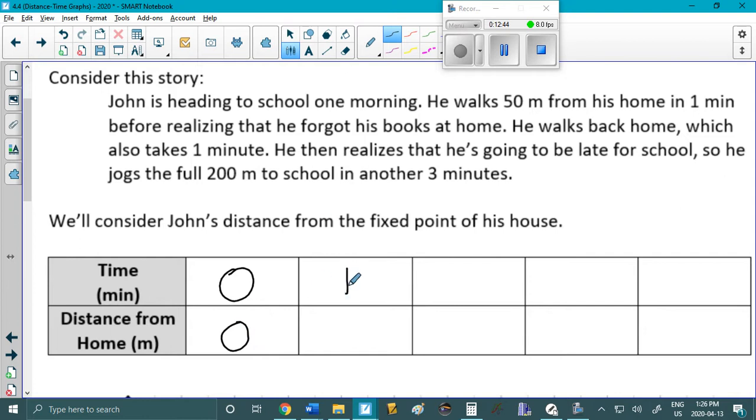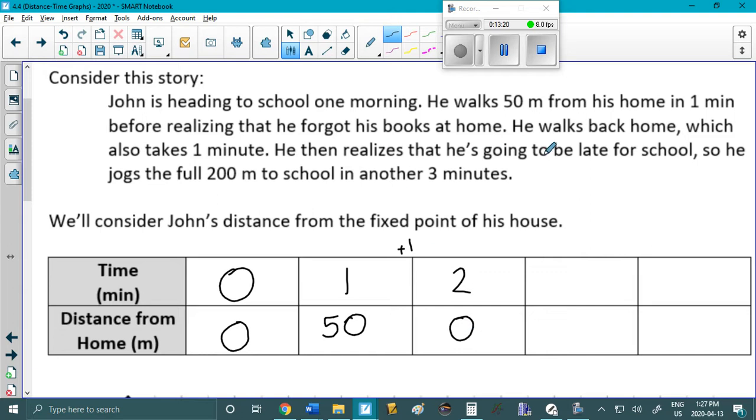Okay, so now 1 minute has gone by. And how far away from home is he? Well, he is 50 meters from home. Before realizing he forgot his books, he walks back home, which takes another 1 minute. Okay, so let's keep making time go forward. We don't want to put a 1 here because that'll be confusing. If he goes back home in another minute, we have to add 1 minute here, and we end up with 2 minutes. Okay, so if he walks back home in that minute, what's his new distance from home? Well, that would be 0 because he's back at home.